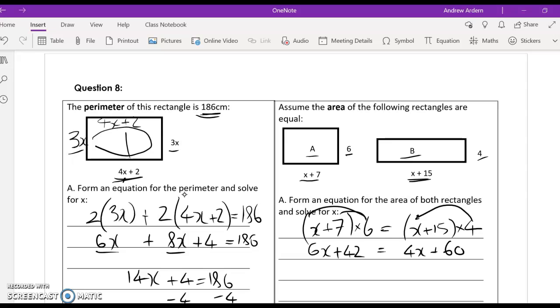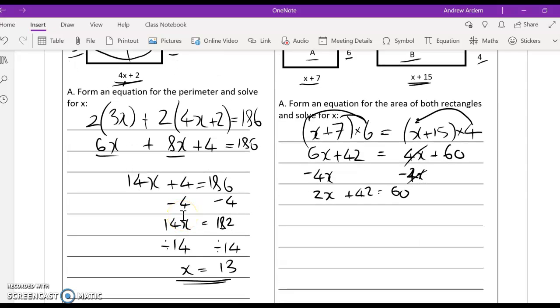I'll collect x's on the left, there's more of them on the left, by taking 4x away from both sides. I'm left with 2x on the left, still got the 42 on the left, x's have gone, still got 60 on the right. I'll take away 42 from both sides, take away 42, 18, 2x must equal 18, divide by 2, divide by 2, to undo it times by 2, answer 9, x is 9.